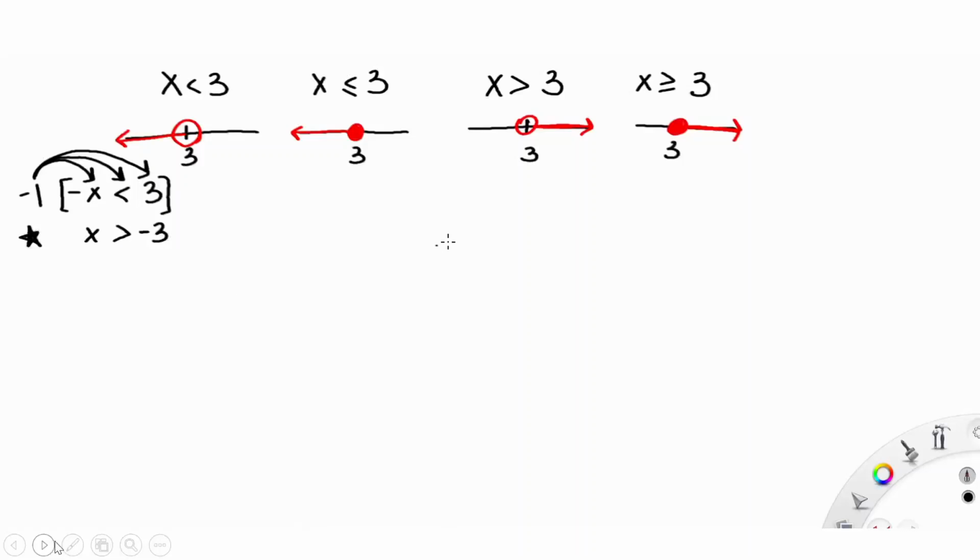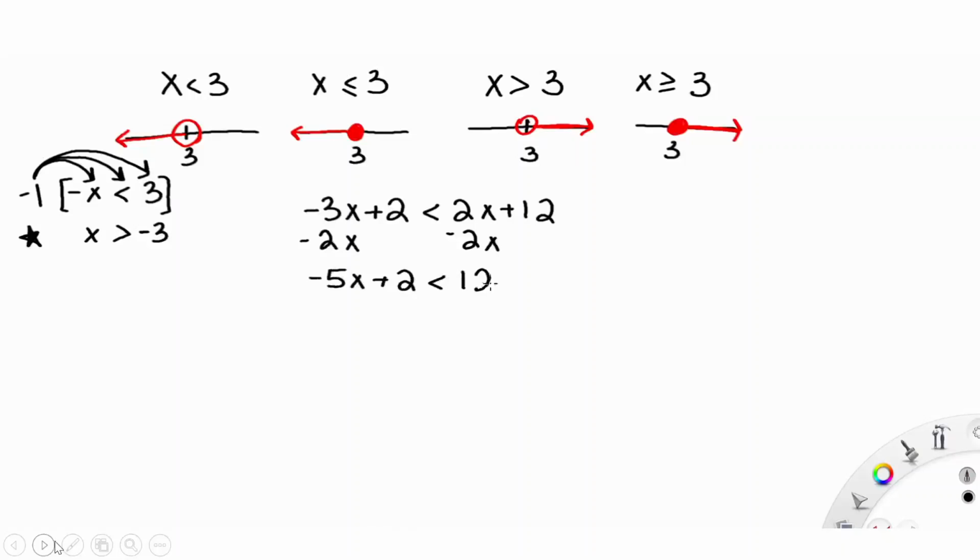Okay, so now let's take a look at a specific example. Let's say I have -3x plus 2 is less than 2x plus 12. I like to keep all my variables on the left side of the equation, so I'm going to move the 2x over. That gives me -5x plus 2 is less than 12. And then I'm going to move the 2 over to the other side. -5x is less than 10.